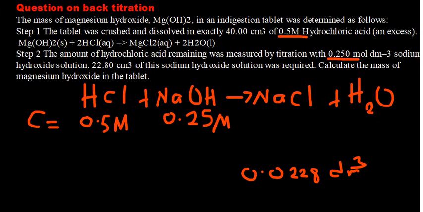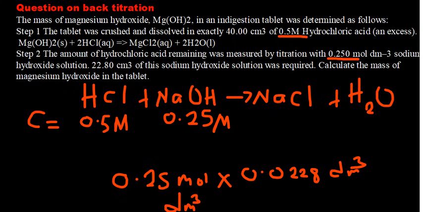So how do you get to determine the number of moles? We determine the number of moles by multiplying the concentration with what? If we multiply the concentration with the volume of sodium hydroxide, 0.25, we know that molar concentration is the same as mole per decimeter cubed.